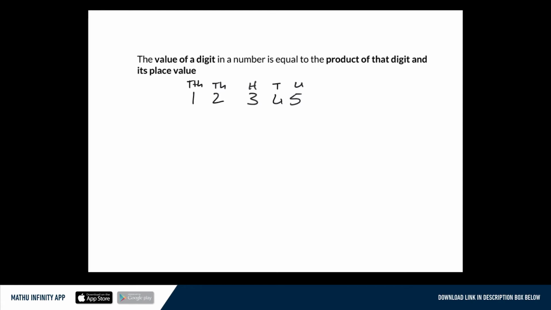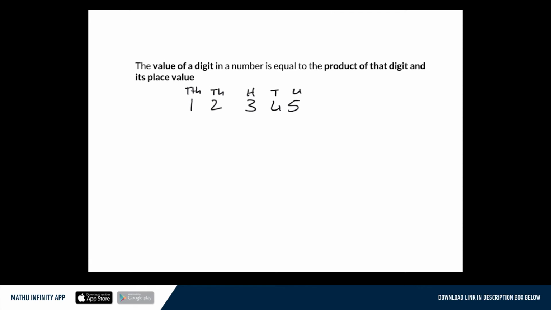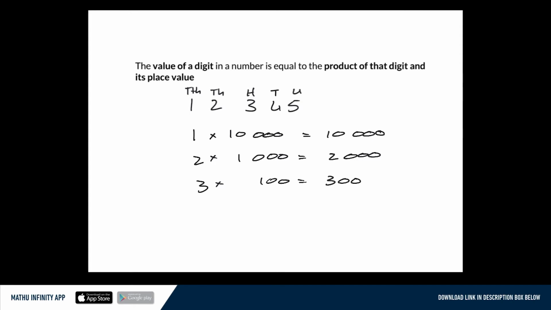If I look at any of those digits, and I want to work my way from top to bottom, I know the 1 is times 10,000 because that is its place value, which gives us the answer of 10,000. The 2 is times 1,000 because that's its place value, which is 2,000. The 3 is times 100, which is equal to 300. The 4 is times 10, which is equal to 40, and the 5 is times 1 because that's a unit, which is equal to 5.